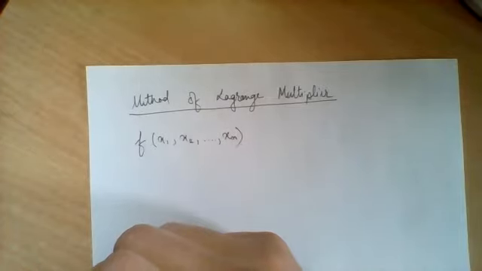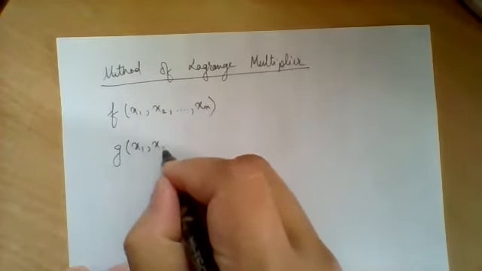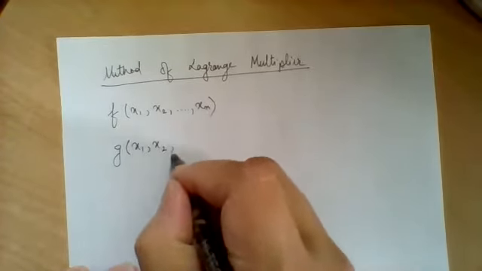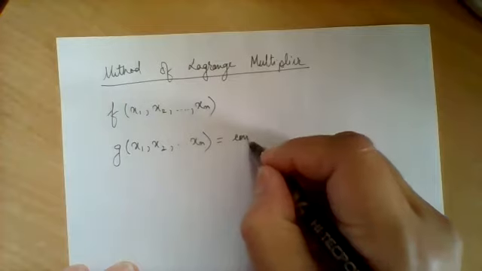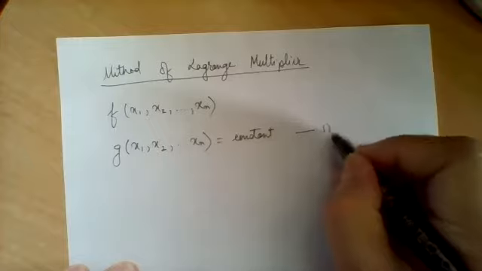The function has the variables x1, x2, x3, and so on till xn. These n number of variables satisfy some auxiliary condition. Let us call it g of x1, x2, and so on till xn. They satisfy some auxiliary condition which is given by g equal to some constant. Let us call this equation number 1.